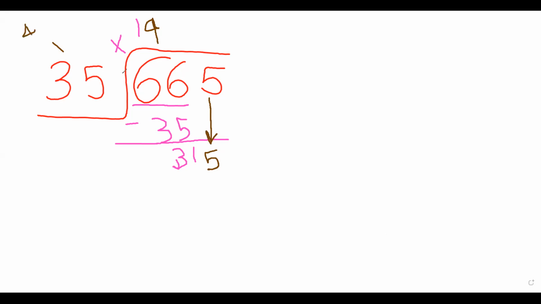45. 9 times 3 is 27. 27 plus 4 is 31. Then 5 minus 5, 0. 1 minus 1, 0. 3 minus 3, 0. So here the answer is 90.